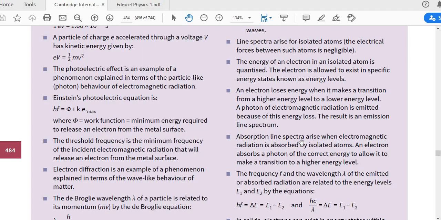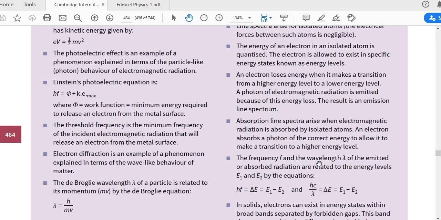You can remember this easily. For the absorption line spectrum, the energy is absorbed by the electron. An electron absorbs a photon of the correct energy. But for emission, it's emitting light photons. So here the electron emits energy. It gives out energy in the form of the photon.